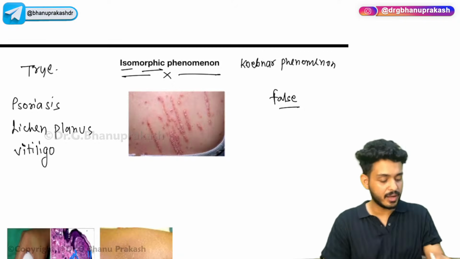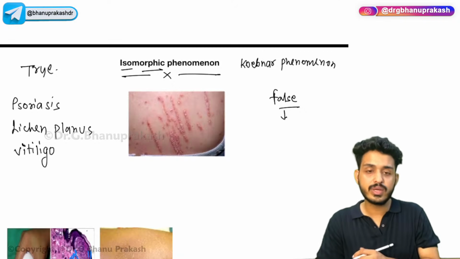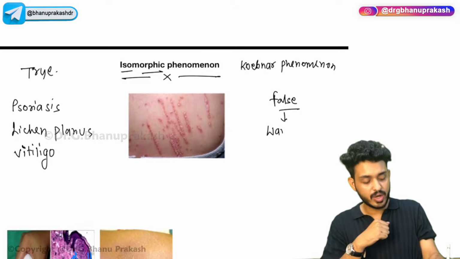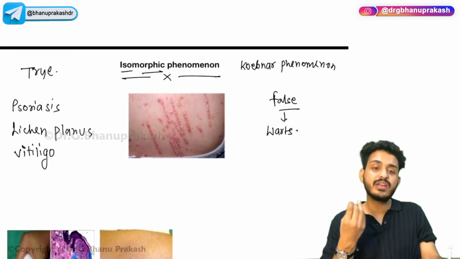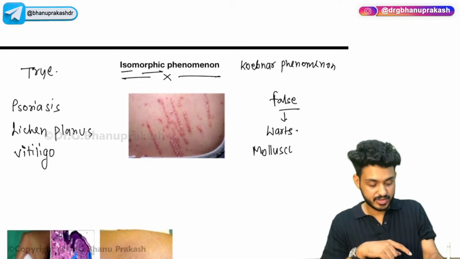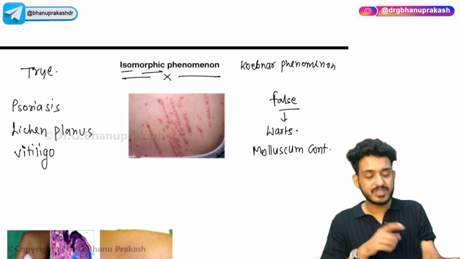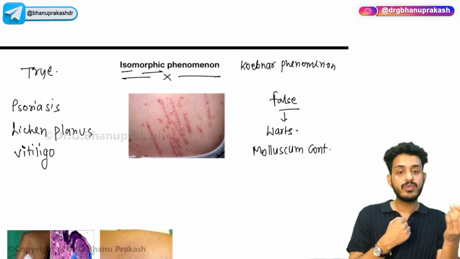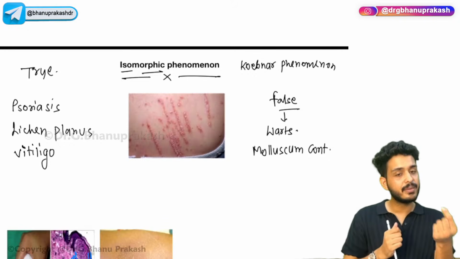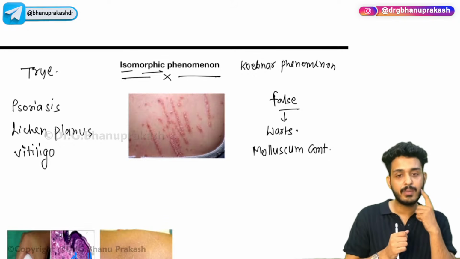Children, try to understand what will happen over here. The patient will be having warts. It will generally be seen in viral infection. Patient can have warts. Patient can have molluscum contagiosum. Molluscum contagiosum is a viral disease. For example, the patient is having a pearly white umbilicated nodule. That would be molluscum contagiosum.